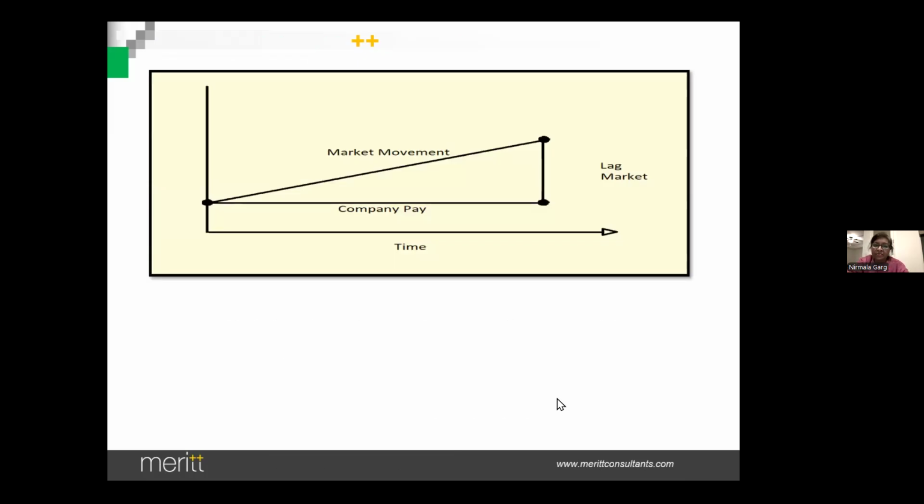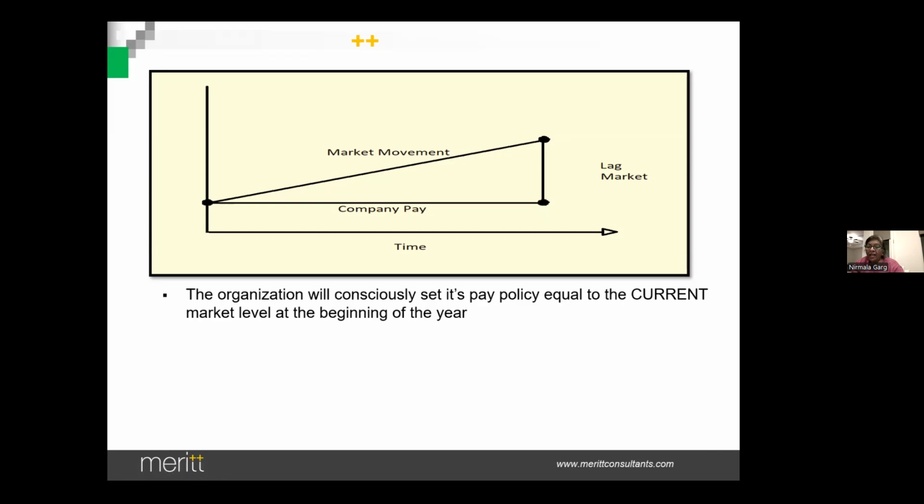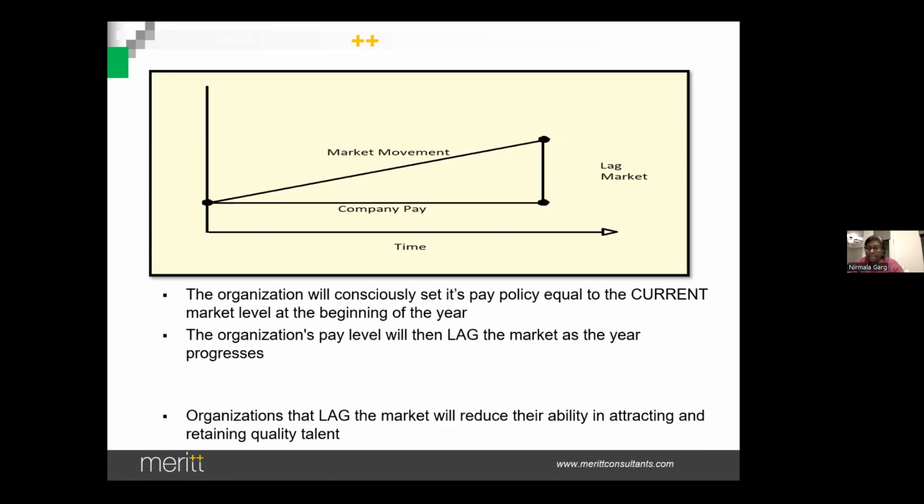Now, what is this? This is the company. This is at the beginning of the year, but the market has moved, changed. But the company is still paying the same throughout the year. So it is lag, because if you see, the market has already moved up, but the company is paying the same salaries. That means I'm paying lesser than the market. So this is a lag position. Okay.